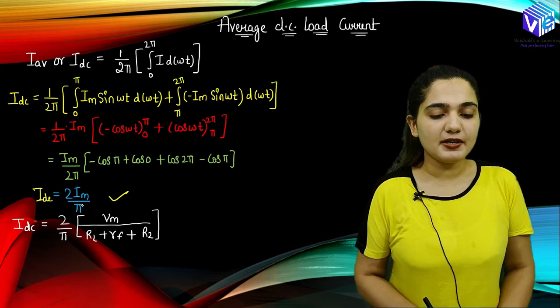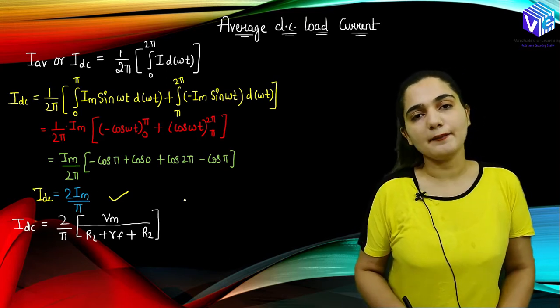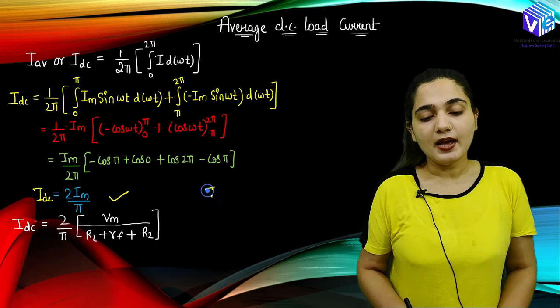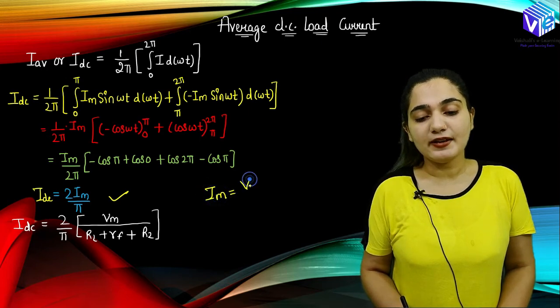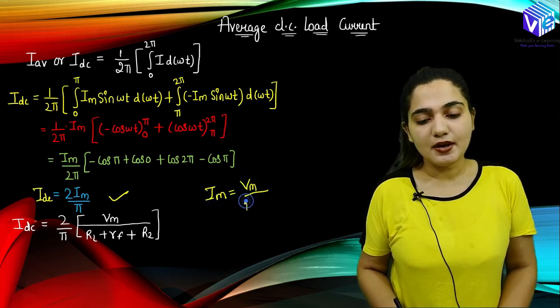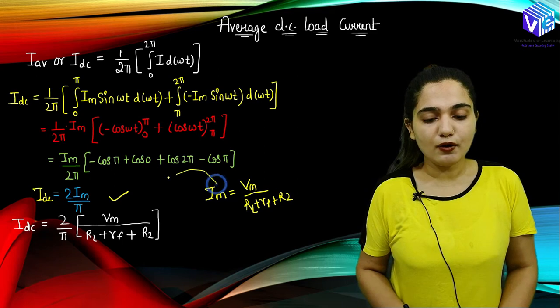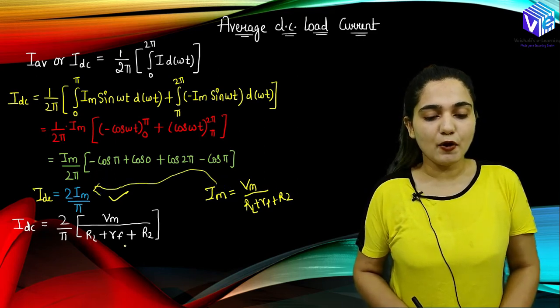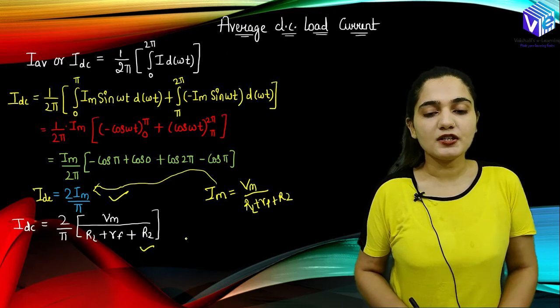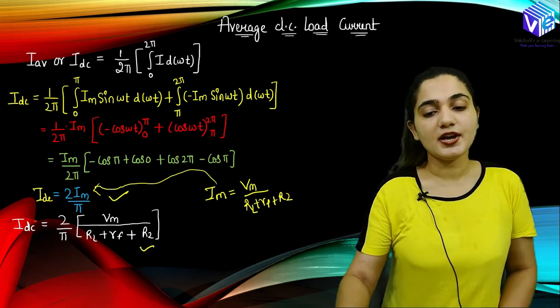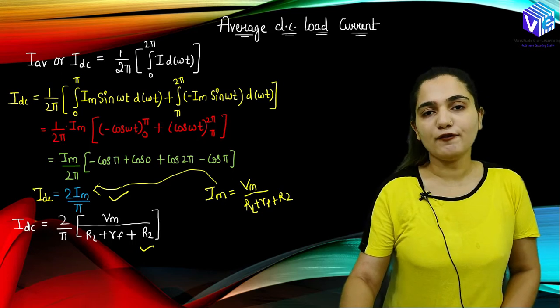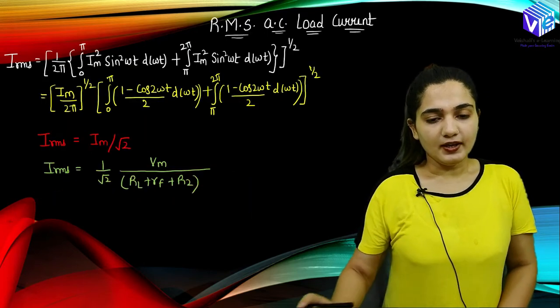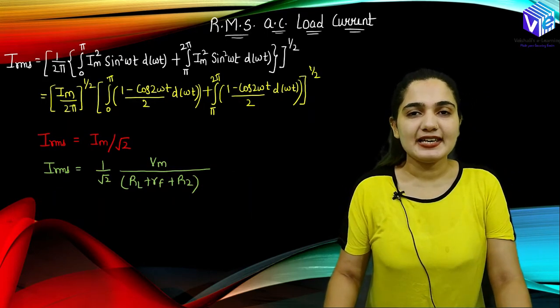So IDC can be represented in terms of Im, and I know what Im was. Im was represented as Vm upon the total resistance, RL plus RF plus R2, right? So we can put this value of Im over here, and I can get 2 upon pi Vm upon RL plus RF plus R2. So this is how I can represent the average DC load current for the full wave rectifier. Now coming to the RMS AC load current.